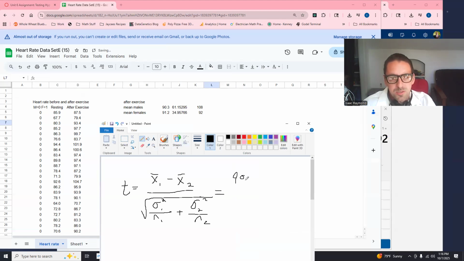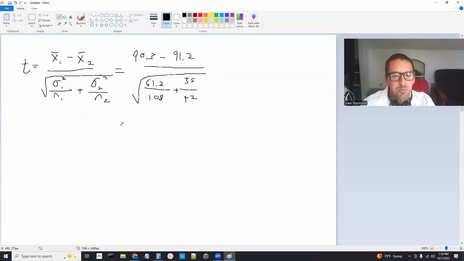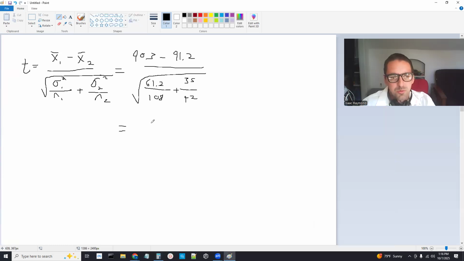I said males is going to be sub 1, so that's males, it goes there, subtracted by 91.2 for females, divided by the variance for males, which was 61.2 when I round, and 108 for the sample size. So I just plugged in numbers in here that I got. And then for females, the variance was 35 when rounded up. Sample size was 92. Okay, and then the rest of this is stuff we did in our previous math courses. You want to simplify using the order of operations. Nice and slow. So we'll subtract the top. That's negative 0.9 for the top.